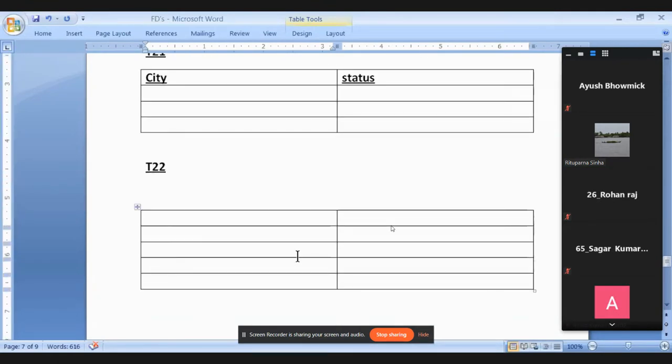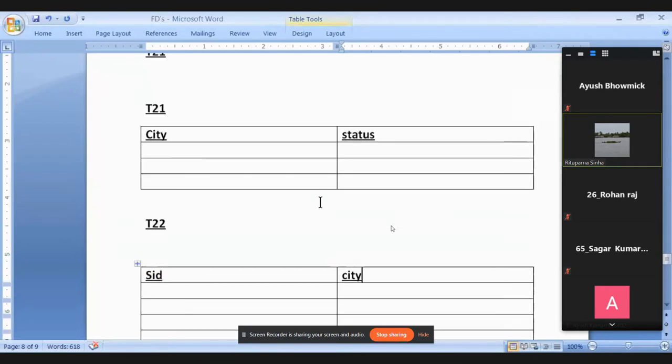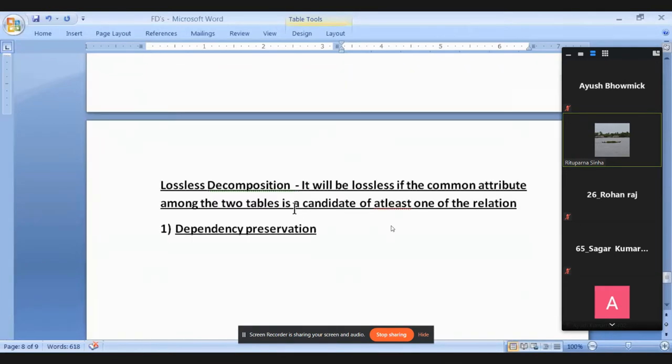SID, city. Let me check whether it's correct or not. Now, what are the 2 points? If I do this sort of decomposition, then whether it is correct or not, you have to check. So it may not be correct. Maybe we have to add some other attributes. Let us check. What are the 2 rules? The 2 rules are lossless decomposition and dependency preservation.